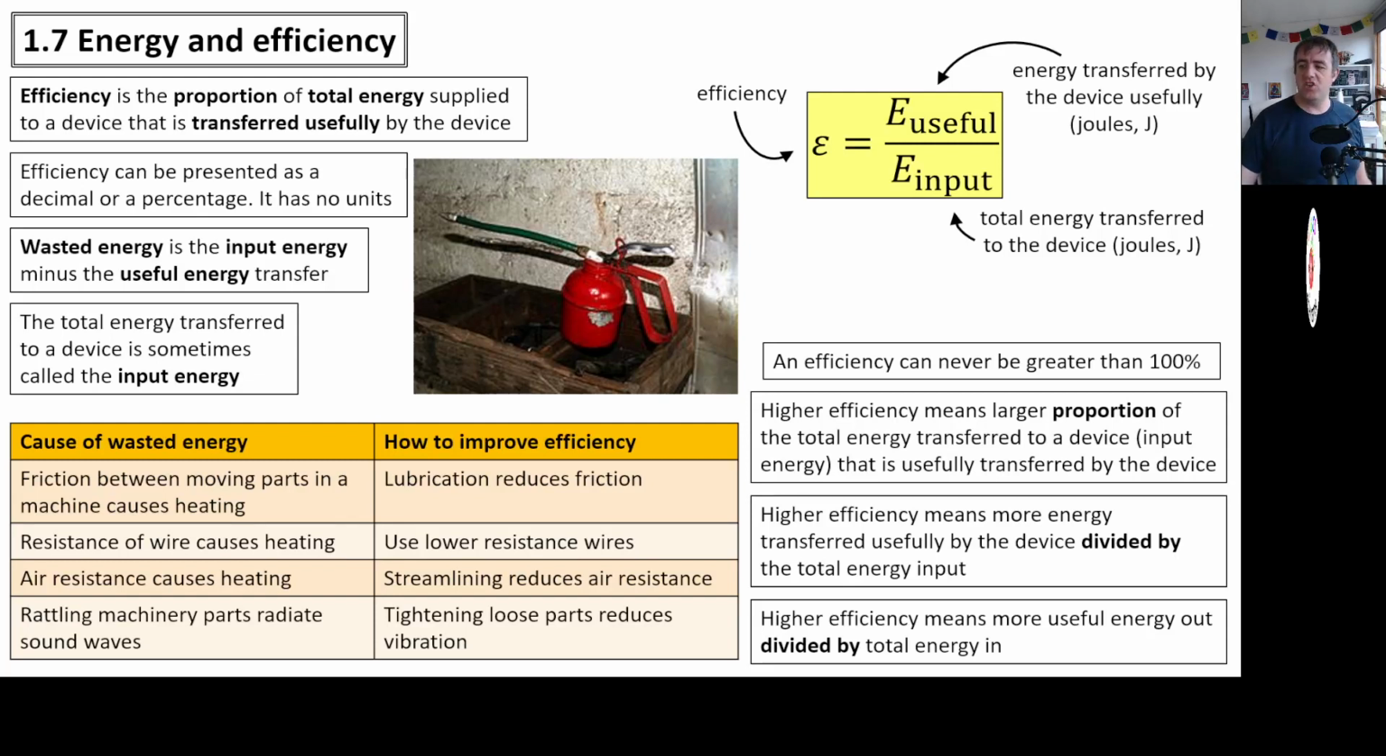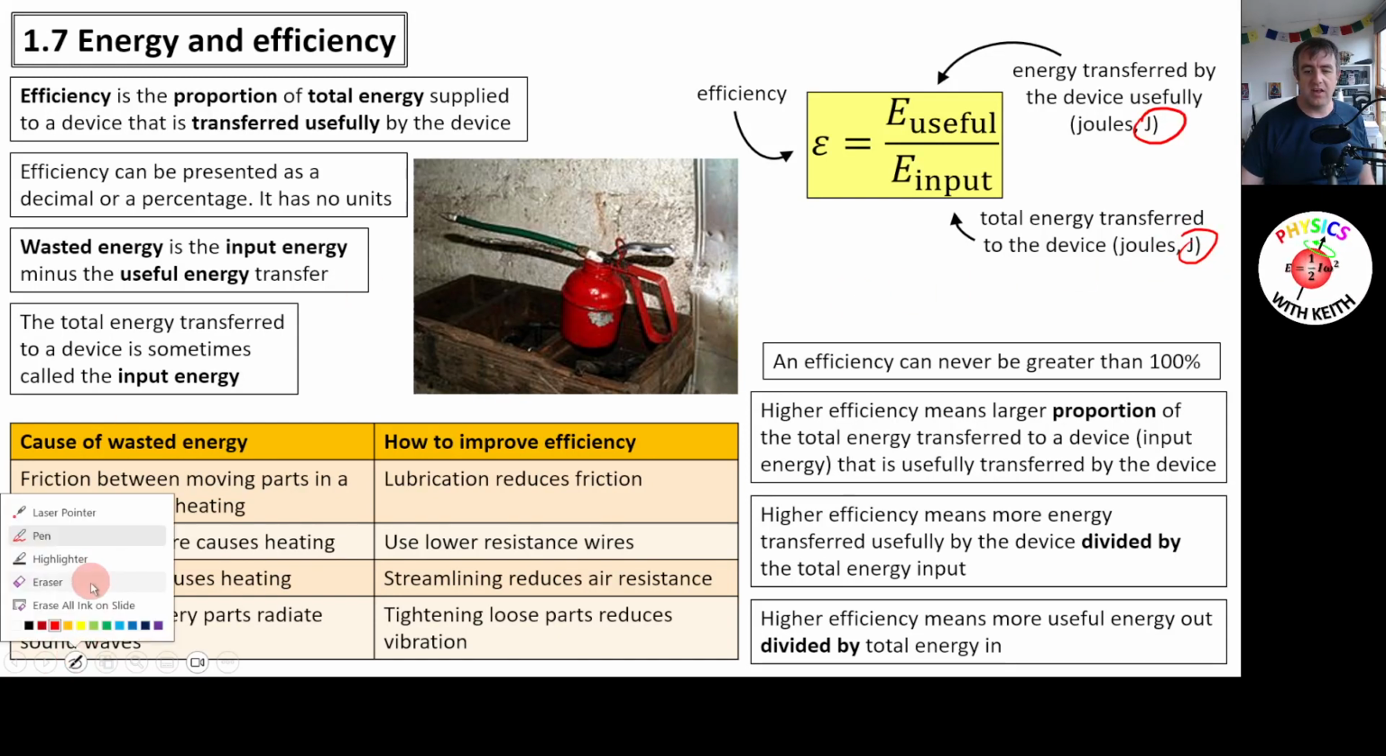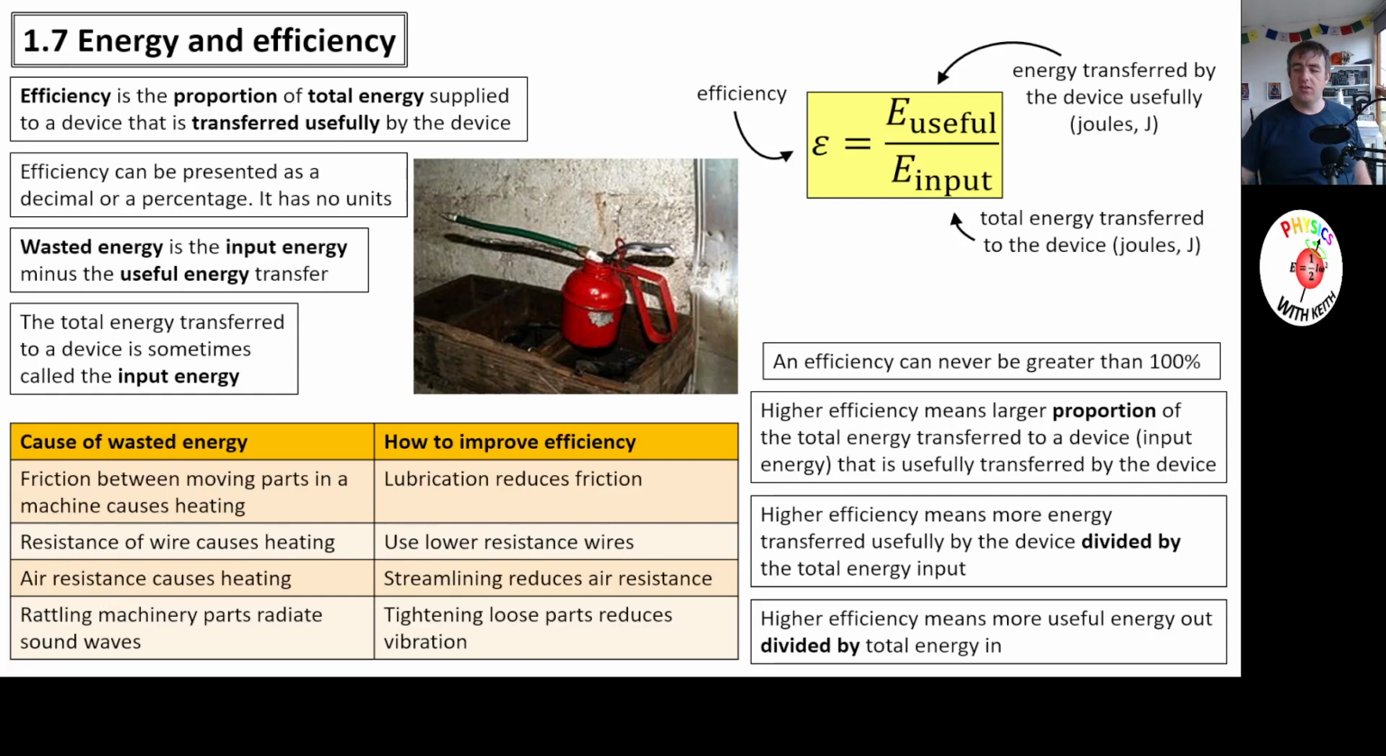So this is efficiency, and I use this Greek letter epsilon for the efficiency. A lot of people just write the word efficiency. You could present it as a decimal. There's no units because the joules on the numerator and the joules on the denominator cancel out. You could present efficiency as a percentage by multiplying this by 100%. That's quite a common thing to do. 0.50 efficiency is equal to 50% efficiency.